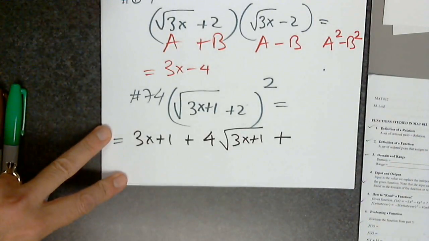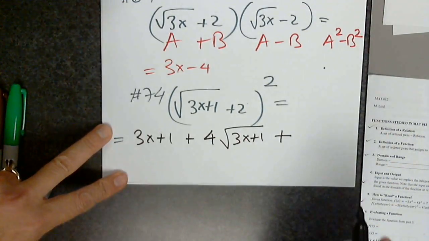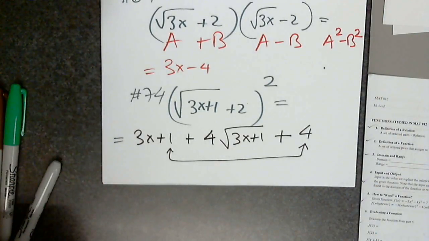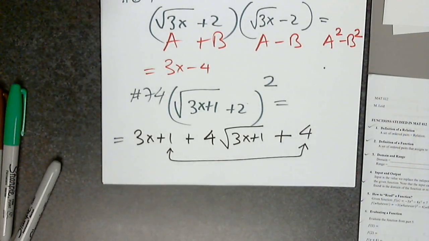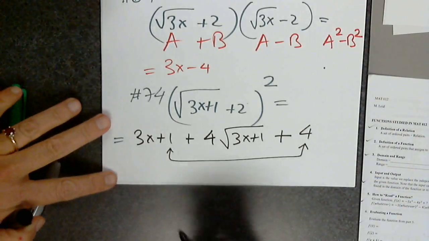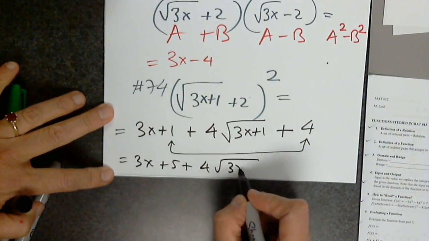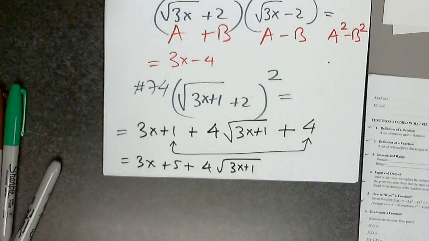Finally, plus the second term squared, 4. The only thing we can do is add these two, nothing else. There is nothing else we can do here. So this equals 3x plus 5 plus 4, the square root of 3x plus 1, and this is it.